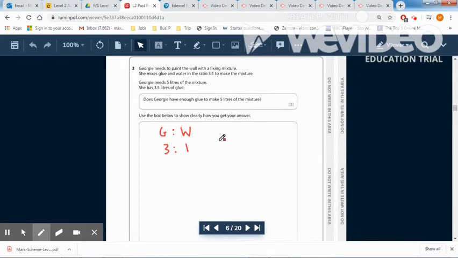One way of doing this would be to say, if I used 3 litres of the glue and 1 litre of the water, in total, I would have 3 plus 1, 4 litres of mixture. So all I would have left after I've used the 3 litres of glue from 3.5 would be 3.5 take away 3. So I've now got 0.5 litres of glue left.